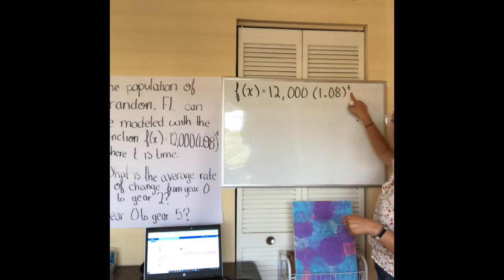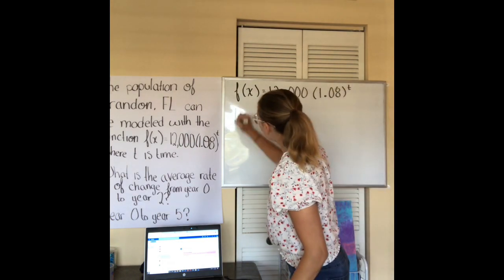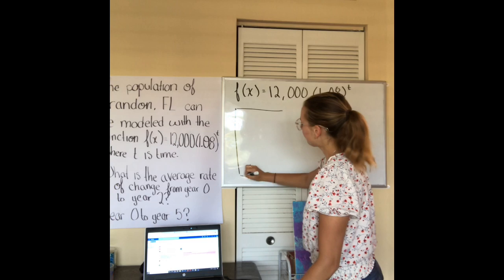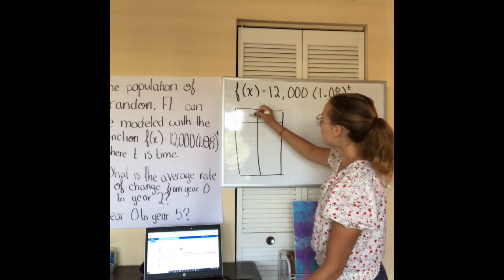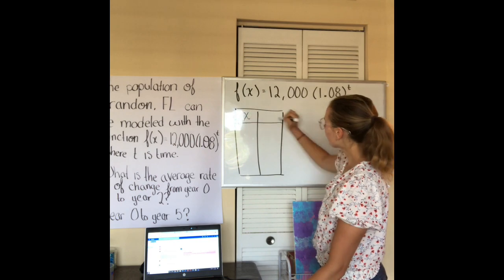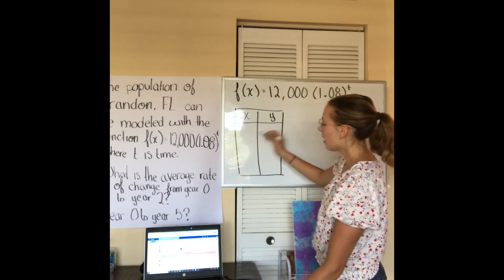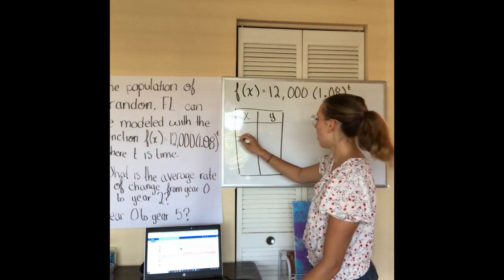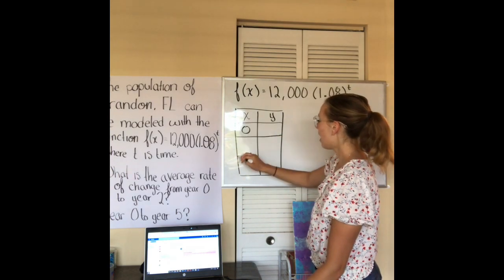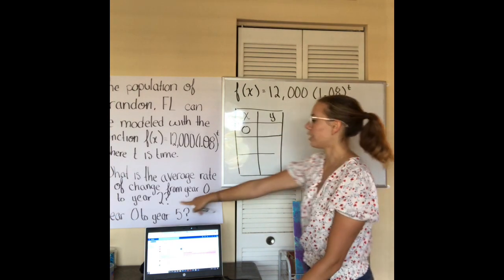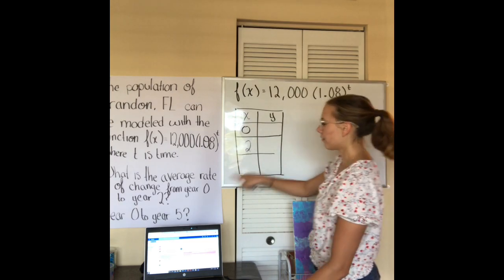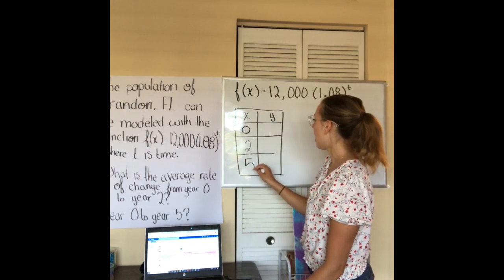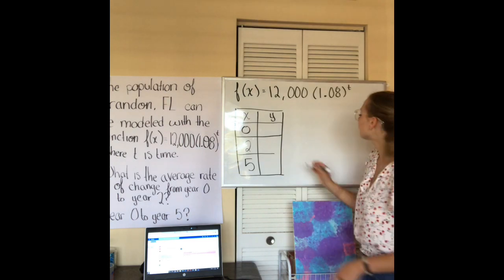So I'll plug in a 0 for time. So I'm just going to make a chart. These are my x values, these are my y values, and I'm going to look for an x value of 0. I'm going to look for an x value of 2, and I also know I'm going to look for the x value of 5 to find the y values.